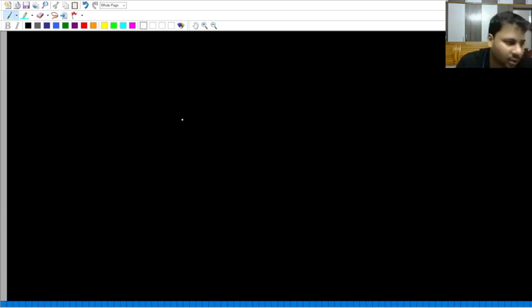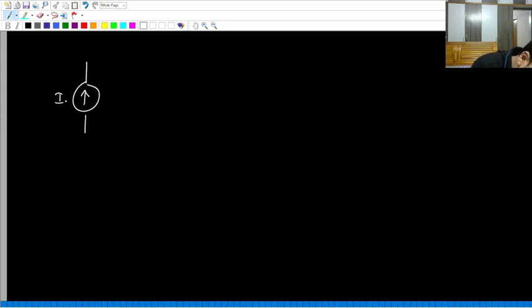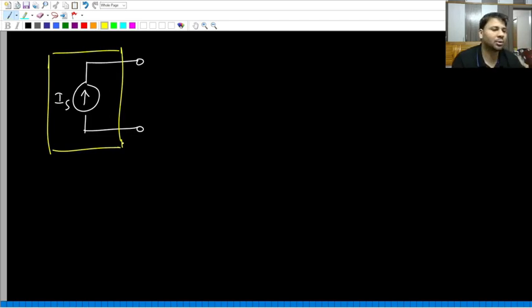Okay guys, again look at the screen, all of you. If I ask you, what is this yellow box? You would say it is a current source, because clearly inside this yellow box, we just have the current source of value Is. Is it an ideal current source or a non-ideal current source? Clearly it is an ideal current source.